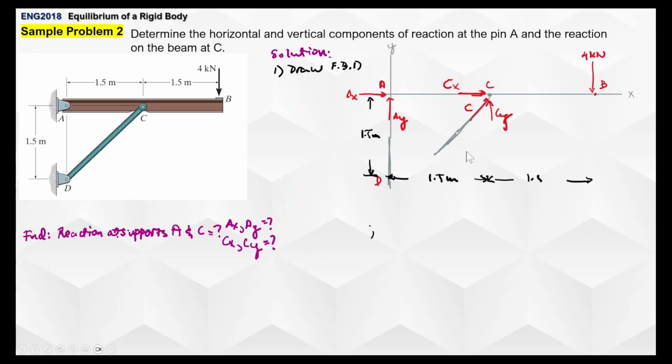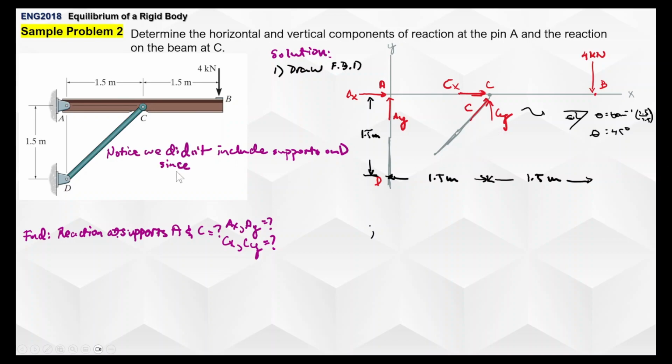Here are the given dimensions. Then of course here, you can also get the angle by simply getting the tangent inverse of 1.5 and 1.5. So that's 45 degrees. And if you would notice, we didn't include supports on D since the support of D is a totally different system. If you would draw the free body diagram, it would look something like this: FD and then FC, where FD is equal to FC. So no need.